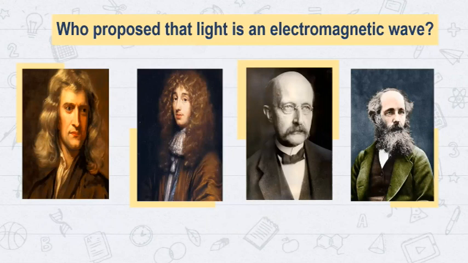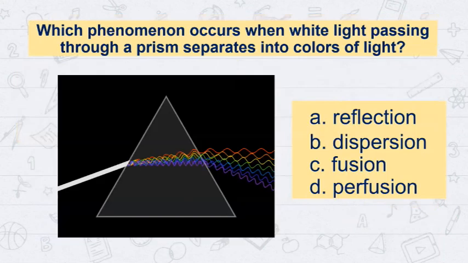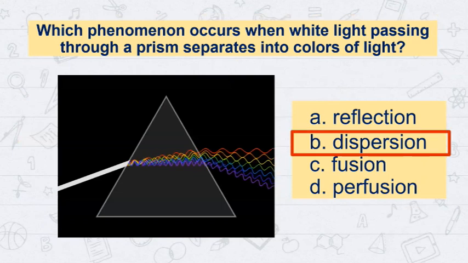Now try to answer the following questions. Who proposed that light is an electromagnetic wave? Great! He is James Clerk Maxwell. Let's proceed. Which phenomenon occurs when light passing through a prism separates into colors of light? Is it A, reflection, B, dispersion, C, fusion, D, perfusion? Good, the answer is B, dispersion.